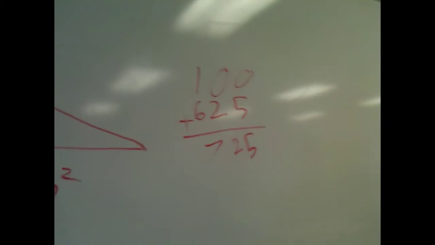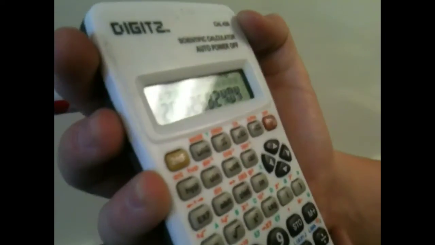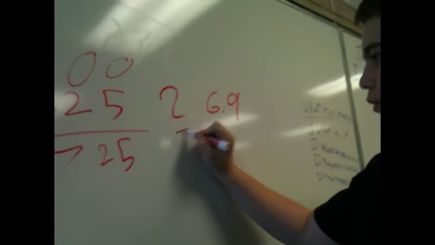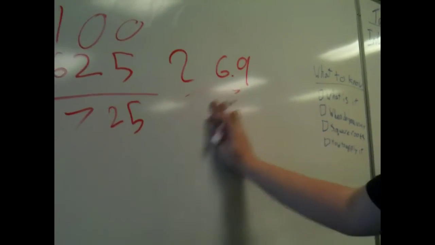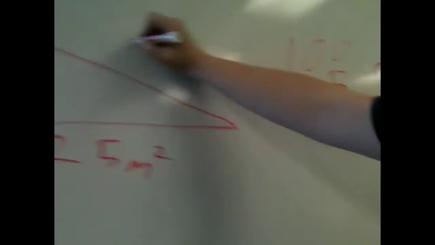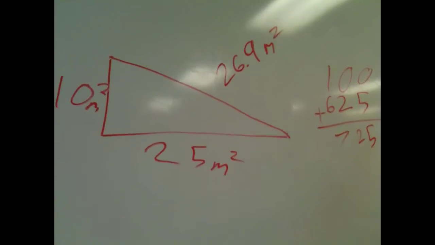Do you guys remember how to square root it? Okay, watch this. On my calculator, you put square root 725. You hit equal. This says it's 26.9. Well, if we were going to round it, the 9 would make it 27, but it's not. Okay? So don't do that. So this side here is 26.9 meters. And that's practically all.